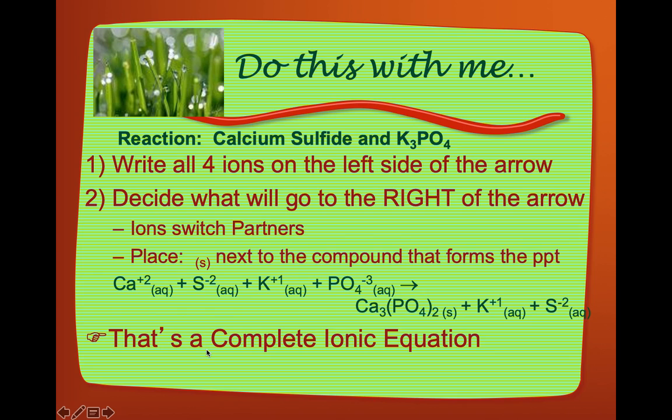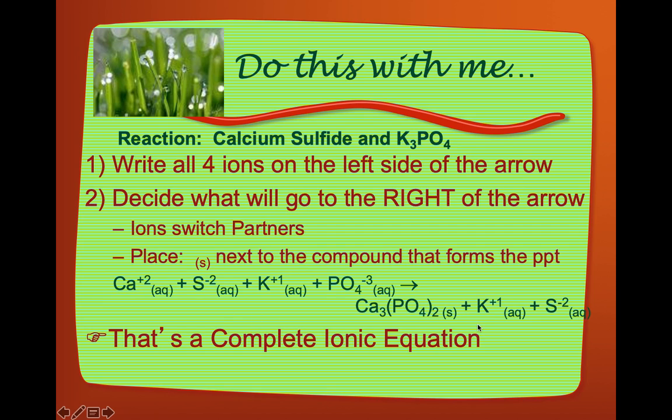So if you want a little summary, if I ask you to write a complete ionic equation, it will always, no exception, start with 1, 2, 3, 4 split apart ions that are all aqueous, and then it will have an arrow, and then it will make 1 precipitate only and 2 extra ions. Because remember, 2 of these ions form the compound, and then there's 2 leftover pieces. This is the definition of a complete ionic equation.